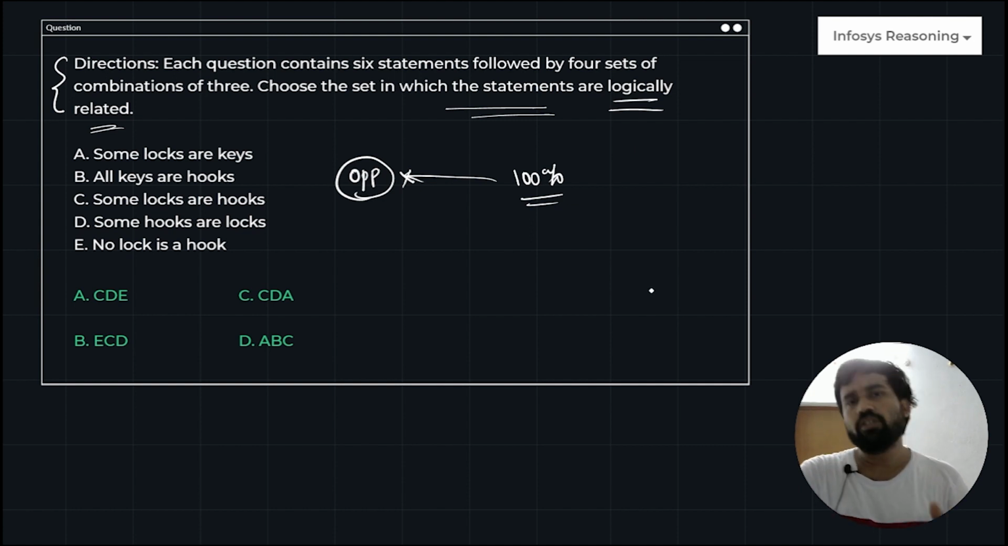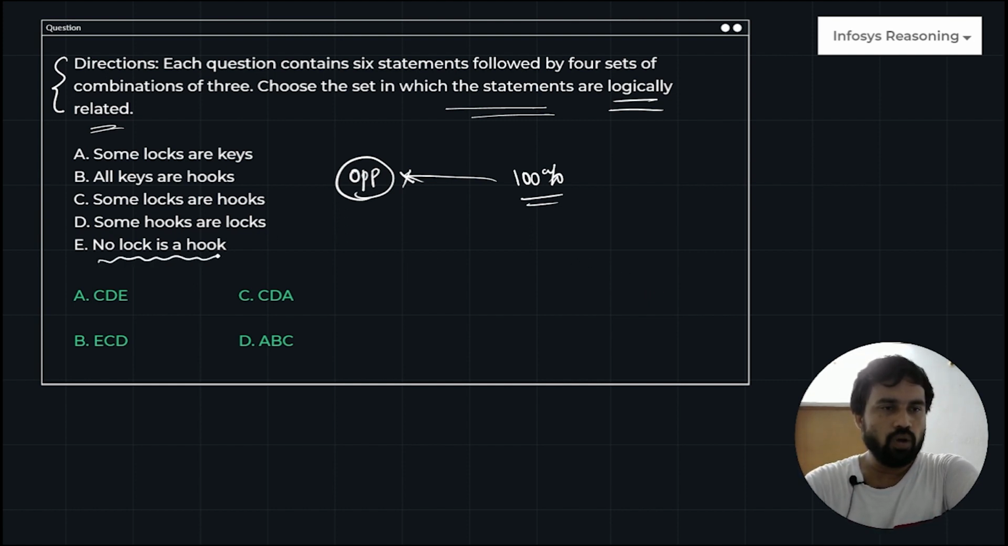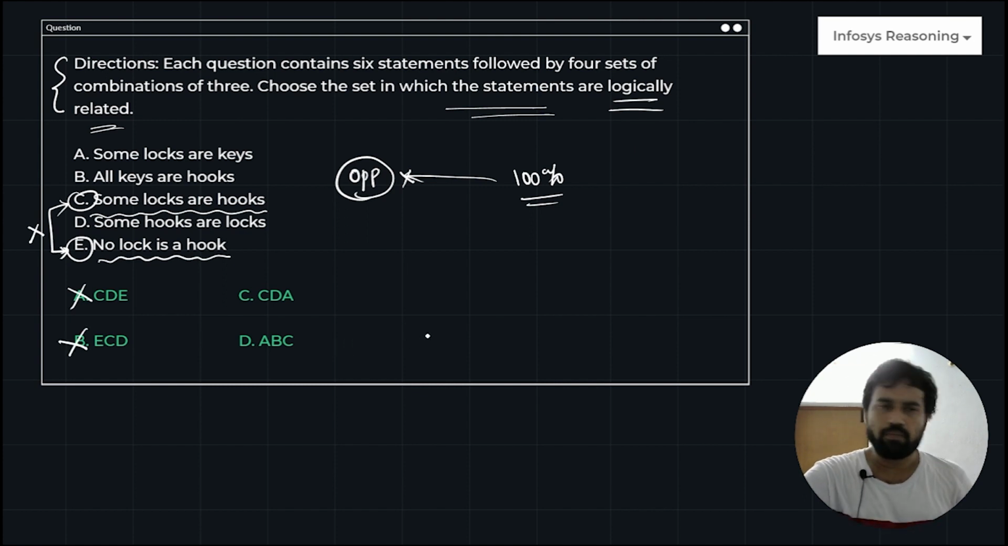Then what are the opposite statements? The opposite statements are simply, look at here, no lock is hook and some locks are hooks. So statement C and statement E are called opposite statements. So opposite statements will never come together. So option A and option B got eliminated. Very simple. Next, I will go with option D.